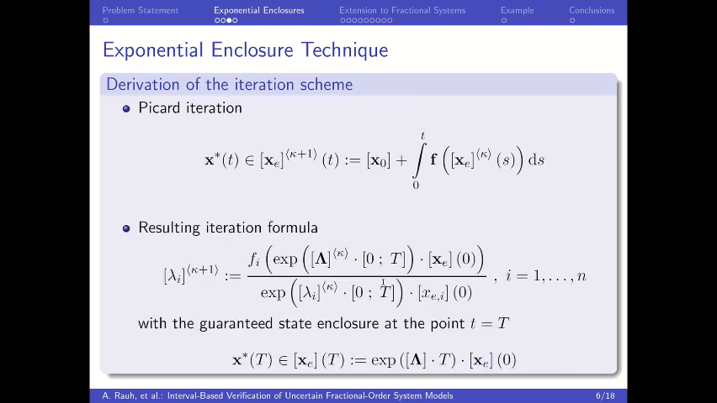In such a way, we can over-approximate the term on the left-hand side that depends on the matrix exponential and divide through this term under the prerequisite that the value 0 does not belong to the set of reachable states. In such a way, we are able to formulate a verified state enclosure at the final point of time capital T.